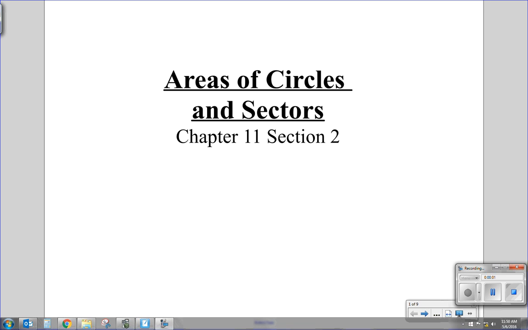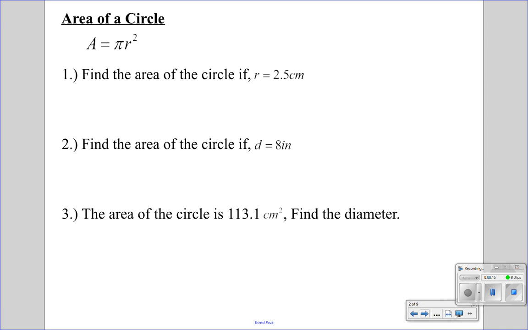Today we're going to talk about the area of circles and sectors. This is chapter 11, section 2, and it kind of builds off what we did yesterday. Yesterday we did length of arcs and circumference, and just like lengths of arcs were part of the circumference, the area of a sector is part of the area of a circle.